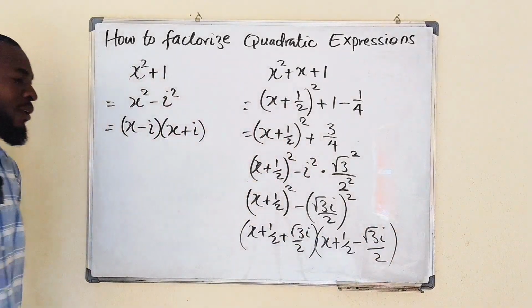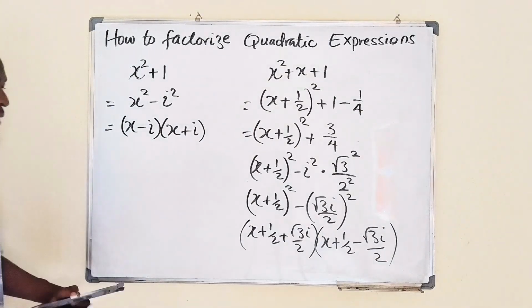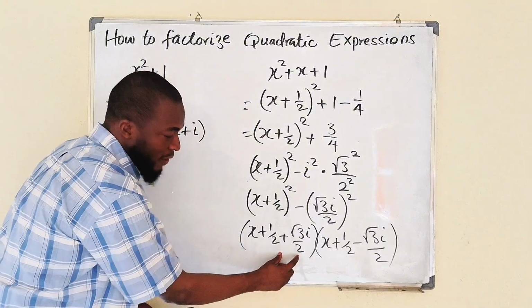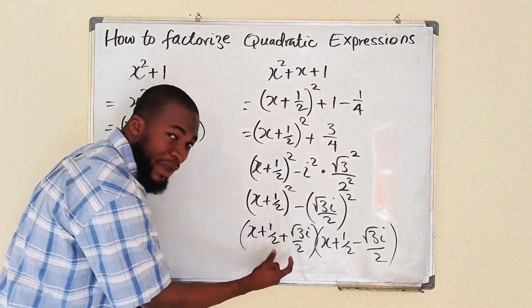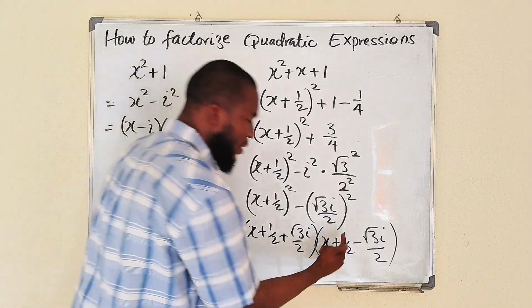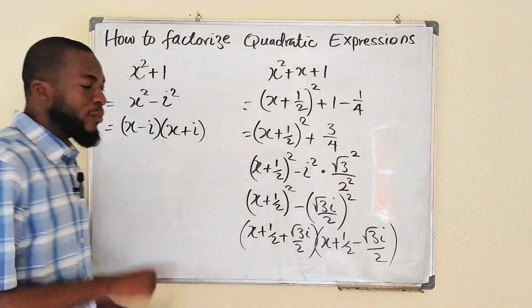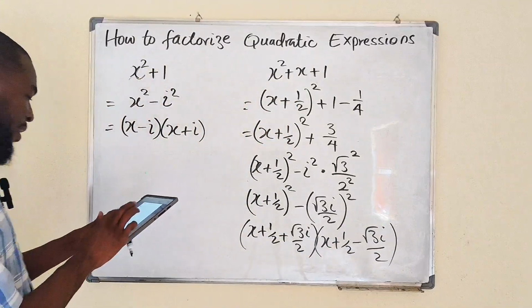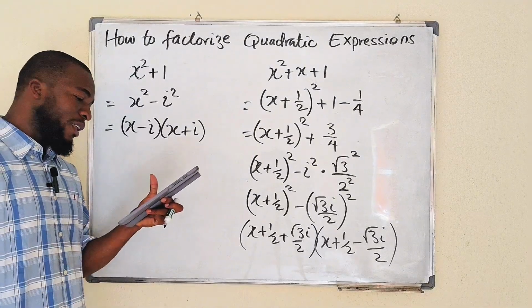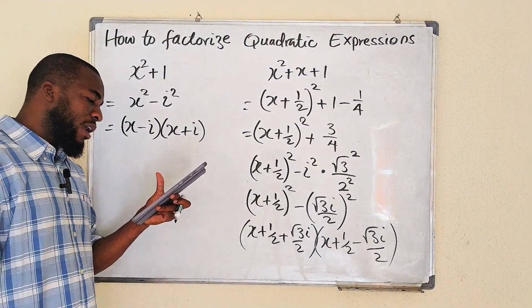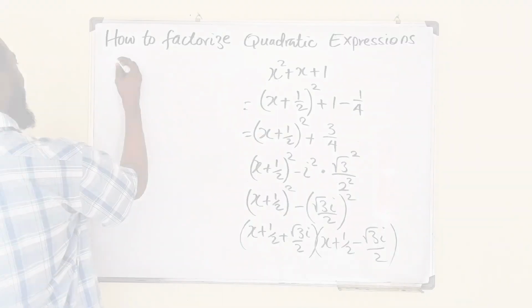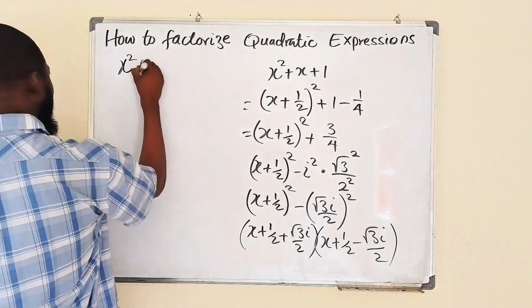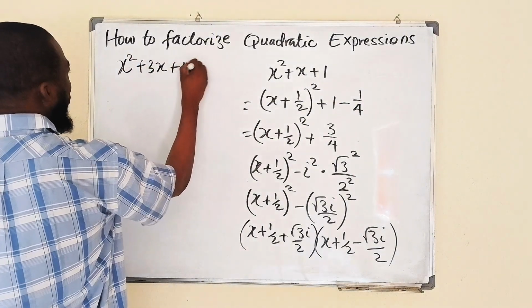We have successfully factorized it, but if you want to join these two together, you can say that x plus 1 plus this divided by a single denominator, which is 2. 1 minus root 3i divided by a single denominator. Let's move to the next one from Ismaila Ganiyu. X squared plus 3x plus 4.